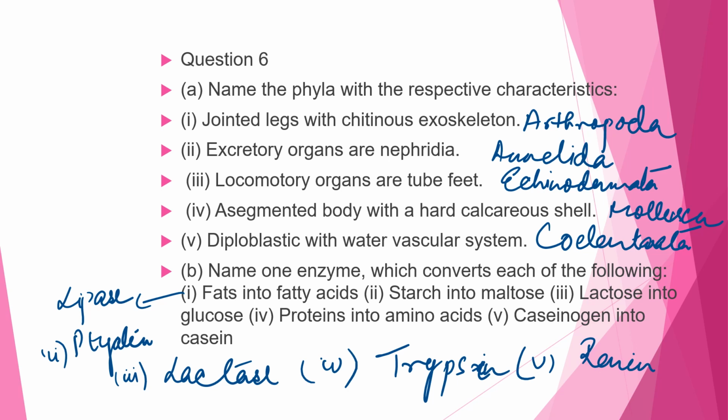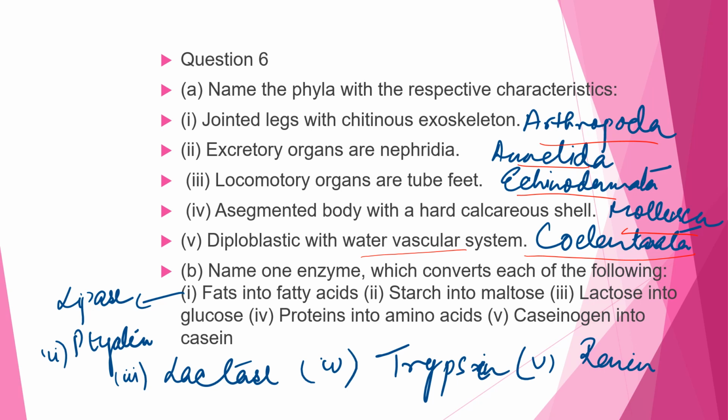The next one is excretory organs and nephridia, that is Annelida phylum. Then the next one is locomotory organs, tube feet, that is Echinodermata. A segmented body with a hard calcareous shell, that one is the Mollusca phylum. Diploblastic with water vascular system, that is Coelenterata. So these are the phyla they are representing, and they have given you one very specific characteristic. After seeing those characteristics, I think you can identify the phylum.